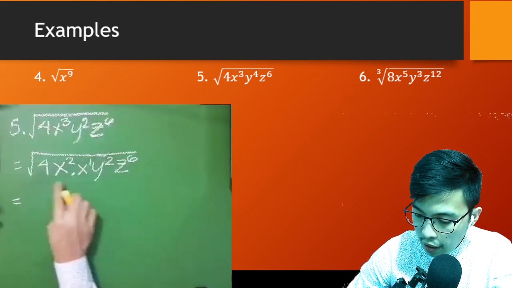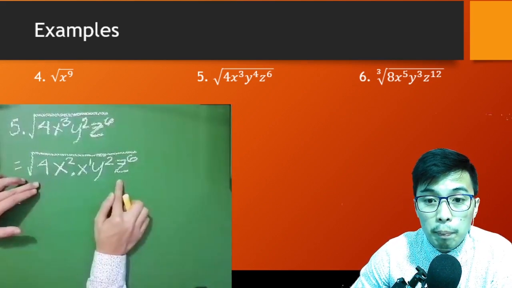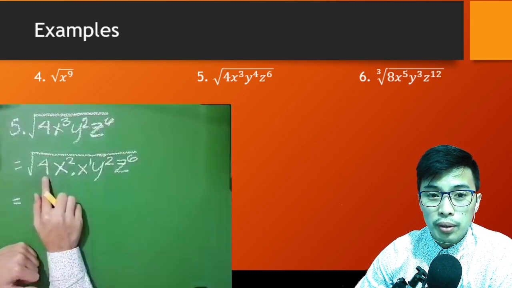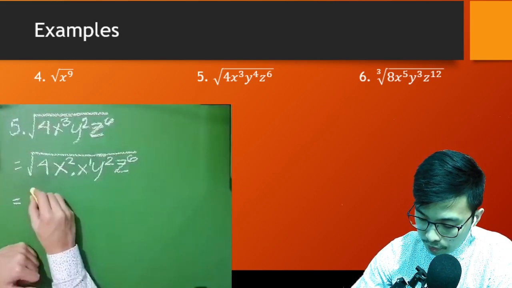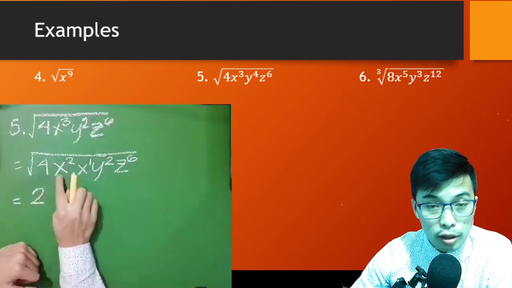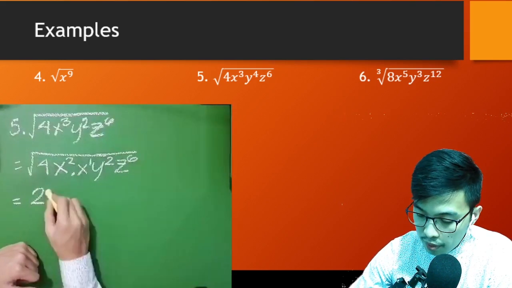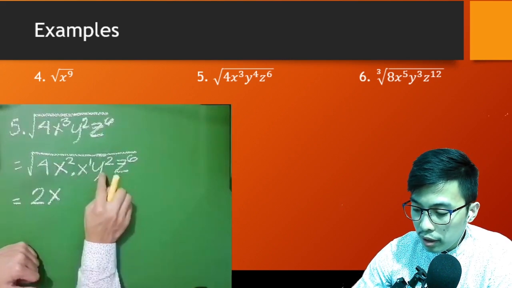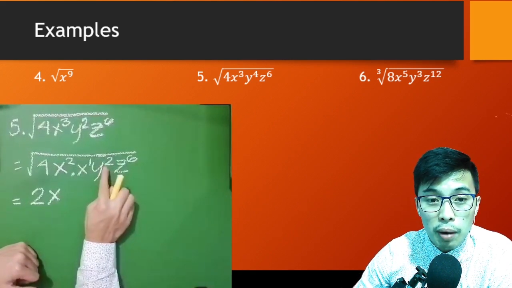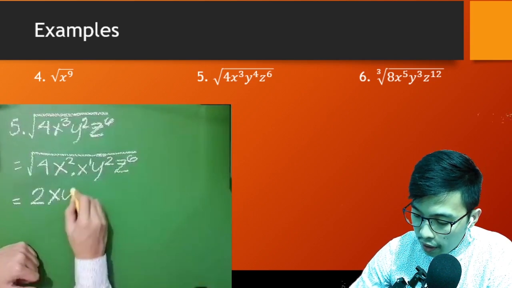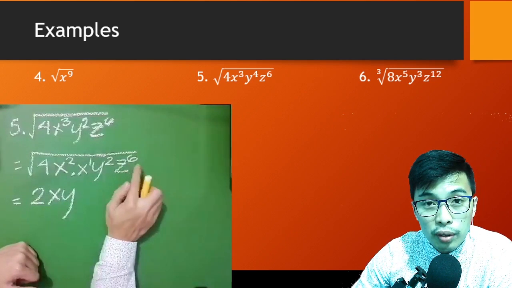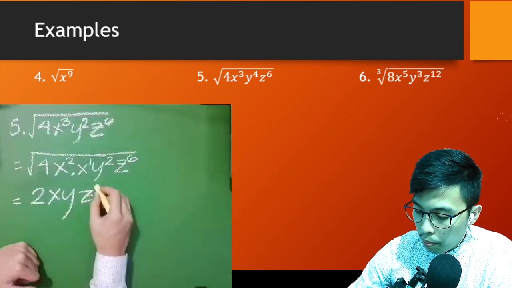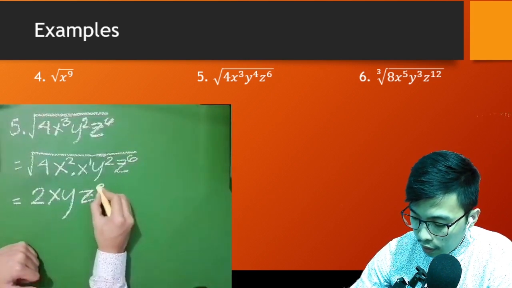Okay, so next is ilalabas na ngayon natin yung mga perfect square. Alright, which is 4. And what is the square root of 4? That's 2. Alright, what is the square root of x raised to the power of 2? X. And x here will remain. And what is the square root of y raised to the power of 2 here? That is y. And what is the square root of z raised to the power of 6? That is z raised to the power of 3.